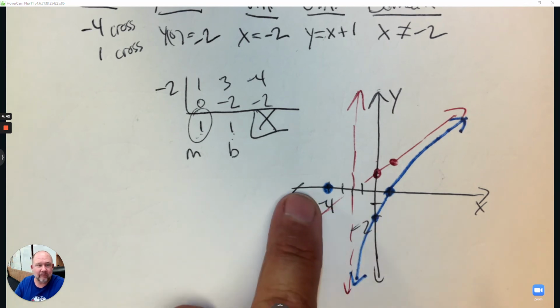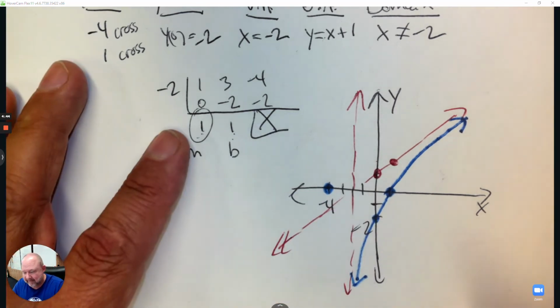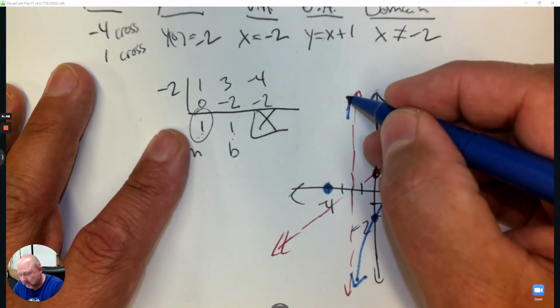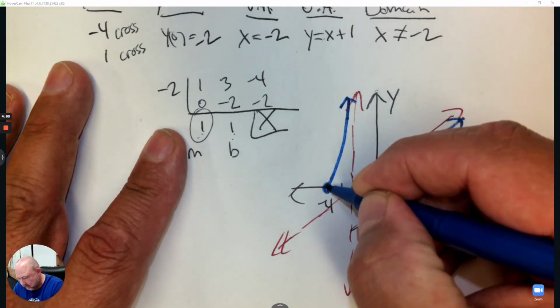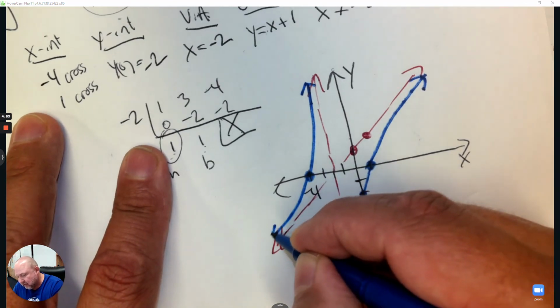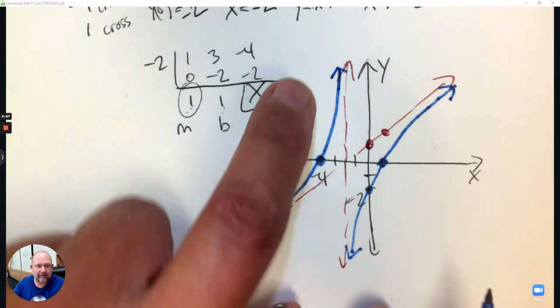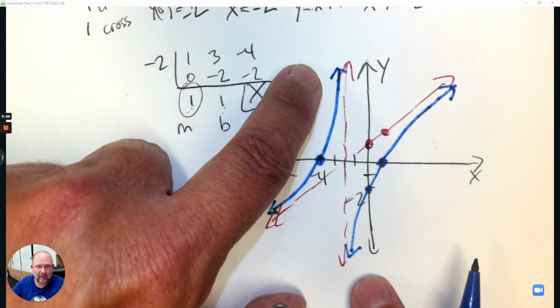Now on the other side, we have -4. So again, it's going to cross over, and on one side it goes to infinity, and then on the other side it's going to join the oblique. So the oblique gives me the end behavior, and in the middle, it goes to infinity or negative infinity.